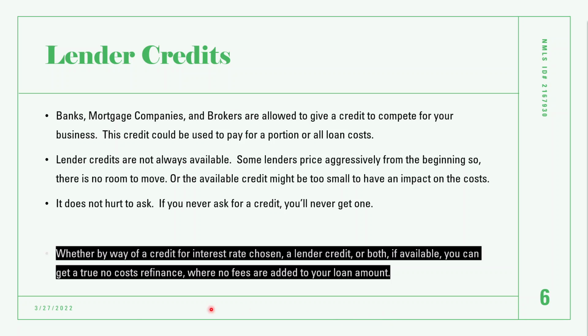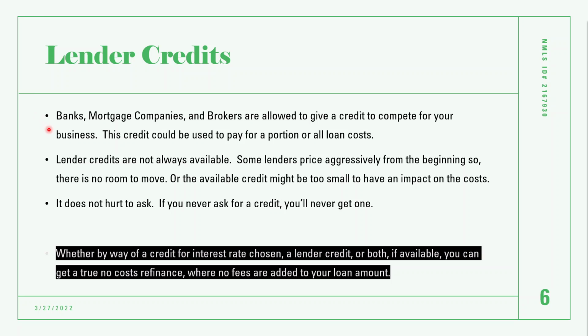Next, we'll talk about the lender credits. Banks, mortgage companies, and brokers are allowed to give you a credit to compete for your business. It actually is regulated. The feds or regulators want us to treat everyone as equal as possible. So we can't just give out a credit to this person and give out a credit to that person for no reason. It's regulated.